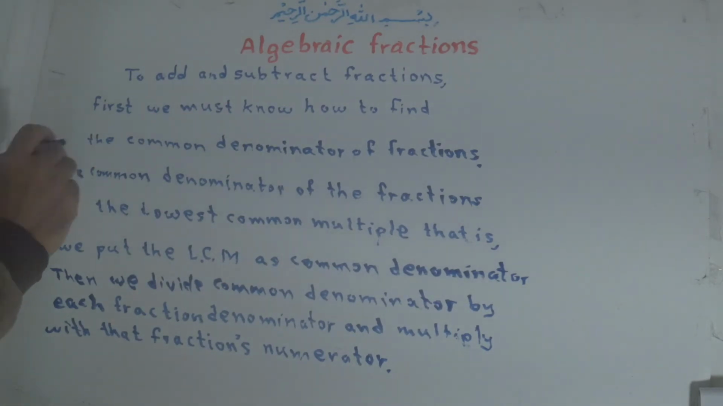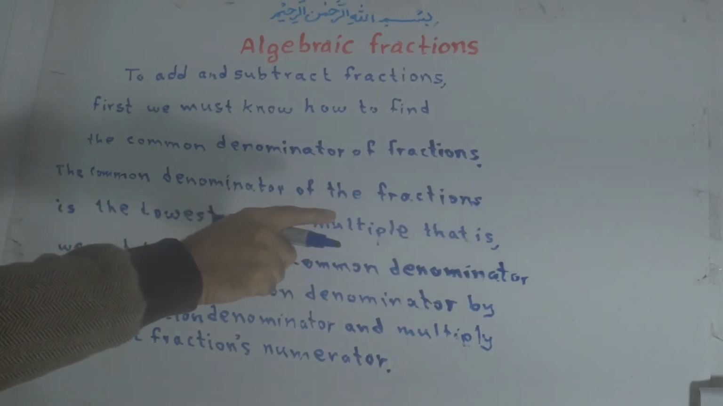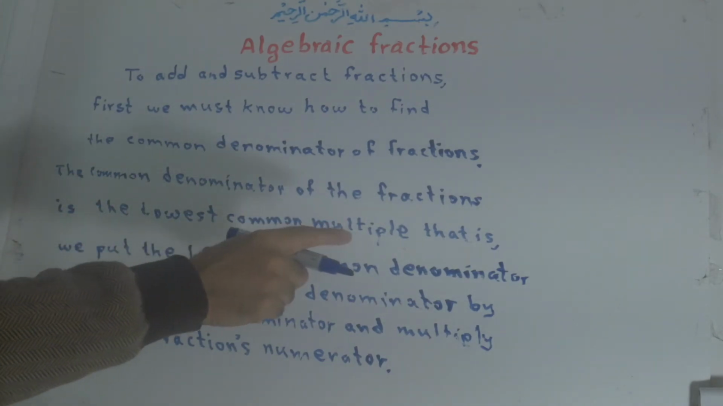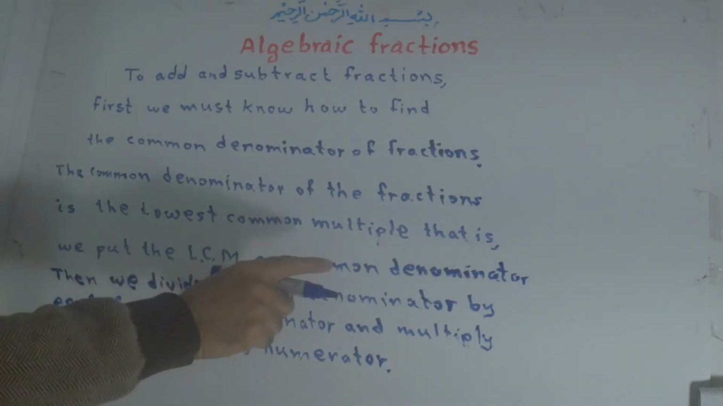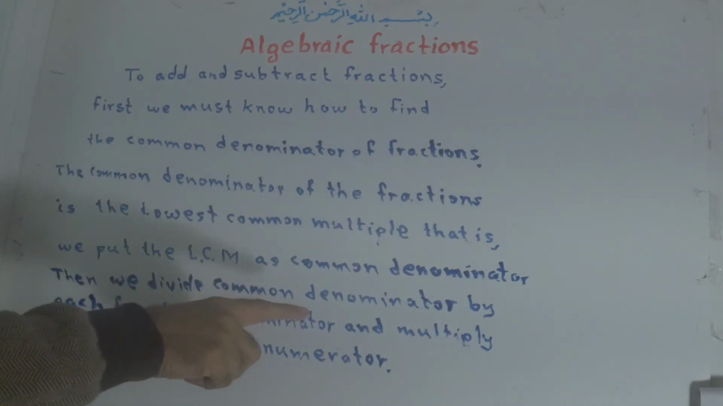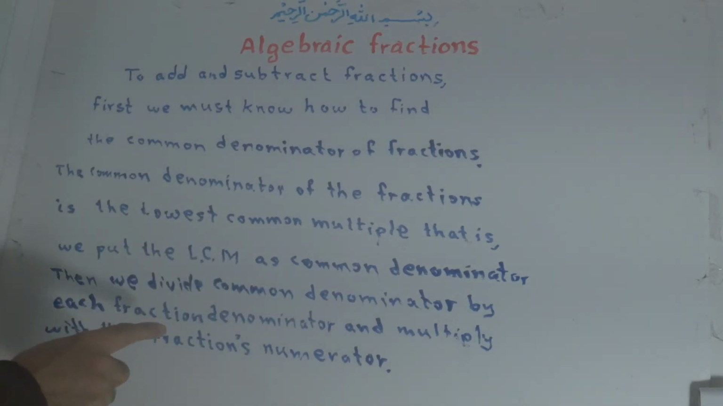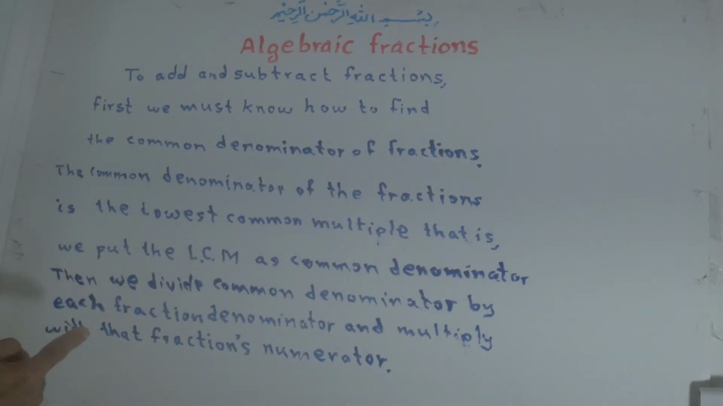To add and subtract fractions, first we must know how to find the common denominator of fractions. The common denominator of the fractions is the lowest common multiple. That is, we put the lowest common multiple as common denominator, then we divide the common denominator by each fraction's denominator and multiply with that fraction's numerator.